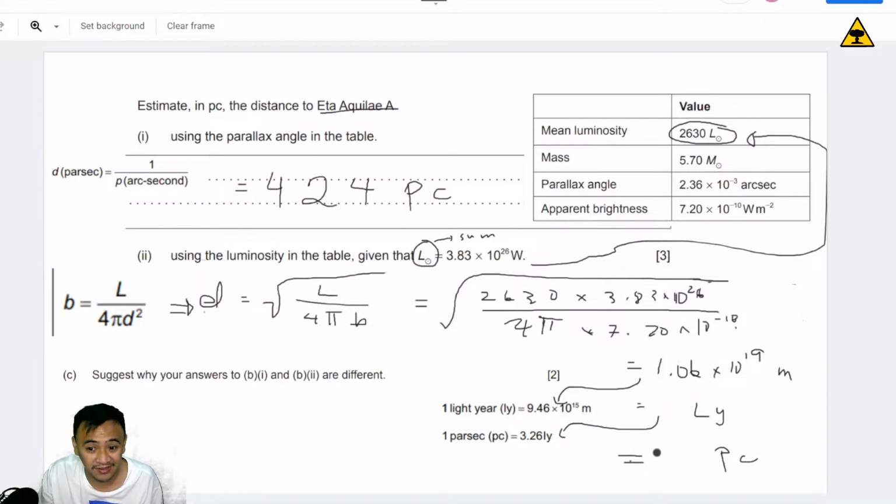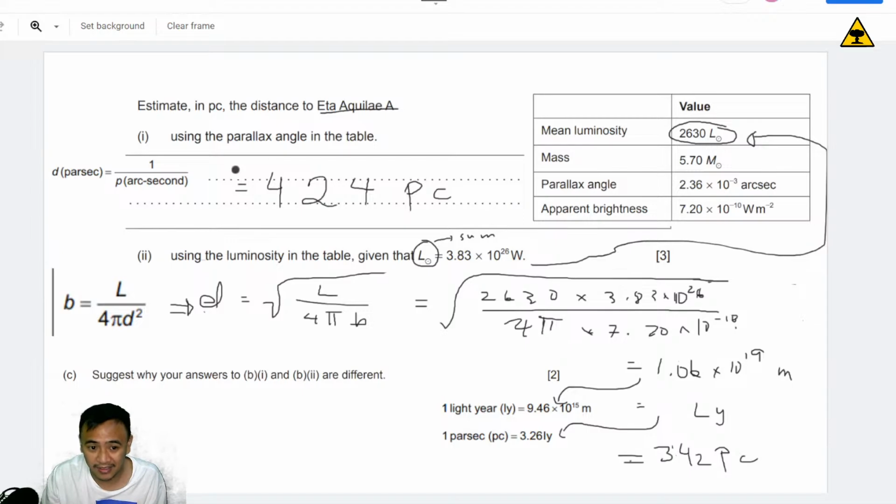Okay, I'll just tell you the answer straight away now. This is gonna be 324 parsecs. No, not 324. That's 342. And the other one was 342. But either way, it's different, right? Okay. Why are they different?